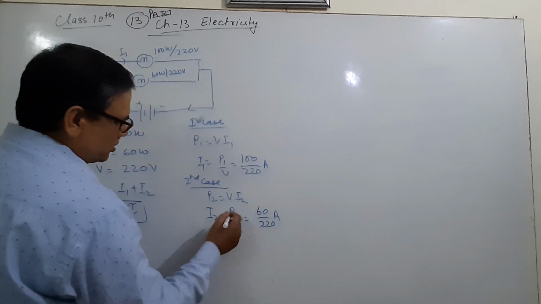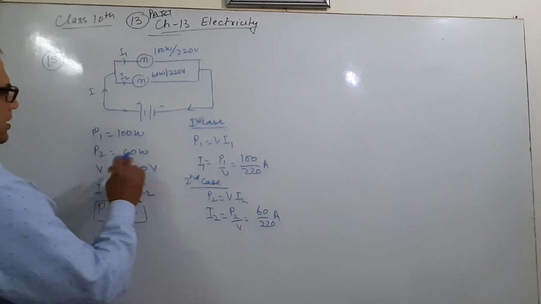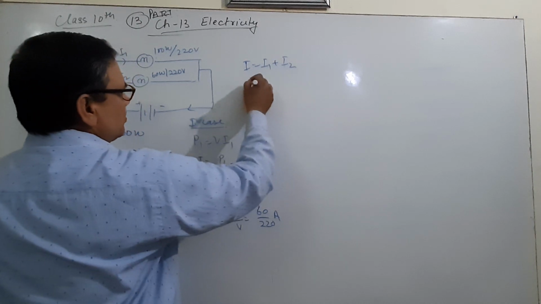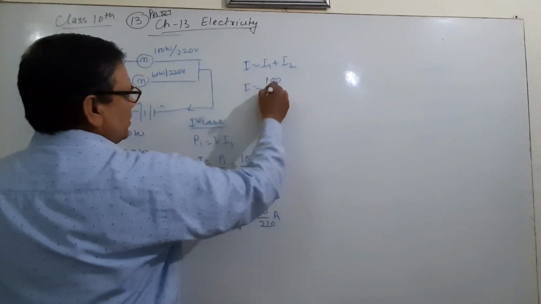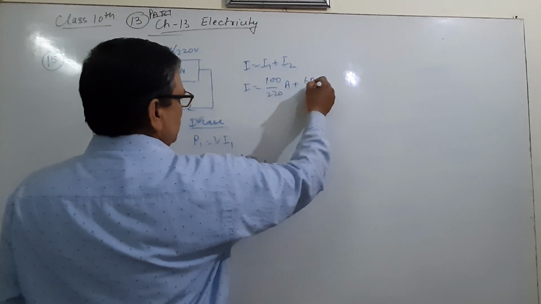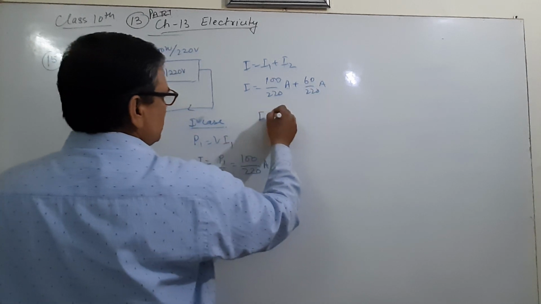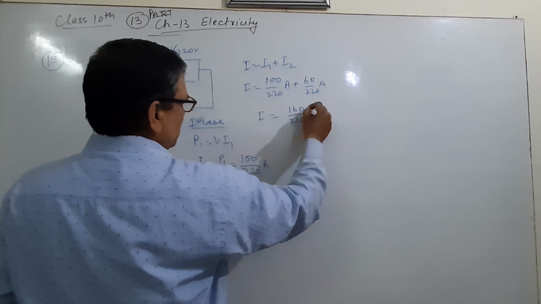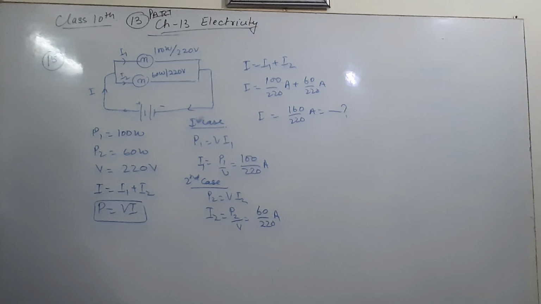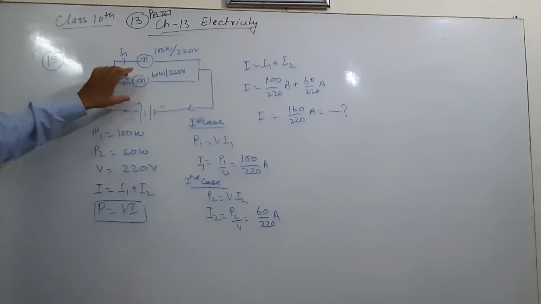Then this is your I2, and they are connected in parallel. So that means I is equal to I1 plus I2. What is I1? 100 upon 220 plus 60 upon 220 A, and both will be I is equal to 160 upon 220 A, and simplify and find the answer. It means when two bulbs of 100 watt and 60 watt operate at a supply of 220 volt connected in parallel, then we have to find out the current drawn by these appliances, and then we have to add.